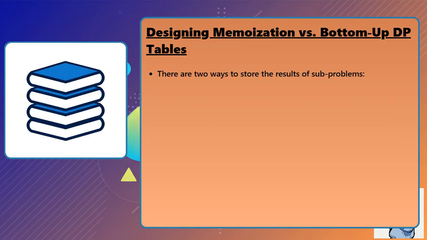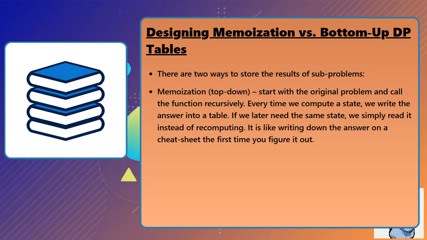There are two ways to store the results of subproblems. Memoization: top-down, start with the original problem and call the function recursively. Every time we compute a state, we write the answer into a table. If we later need the same state, we simply read it instead of recomputing. It is like writing down the answer on a cheat sheet the first time you figure it out.